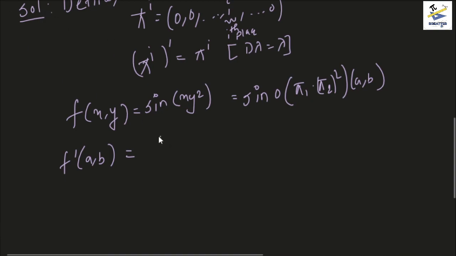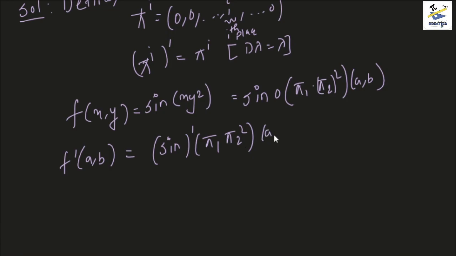So what I am trying to say here is we can write it as the derivative of sine, and the argument is basically pi 1 into pi 2 squared at the point (a, b), multiplied by, this is the first part of the chain rule where you differentiate the first function, and the argument is basically the second function. And now we differentiate the second function, which is the derivative of pi 1 into pi 2 squared at the point (a, b).